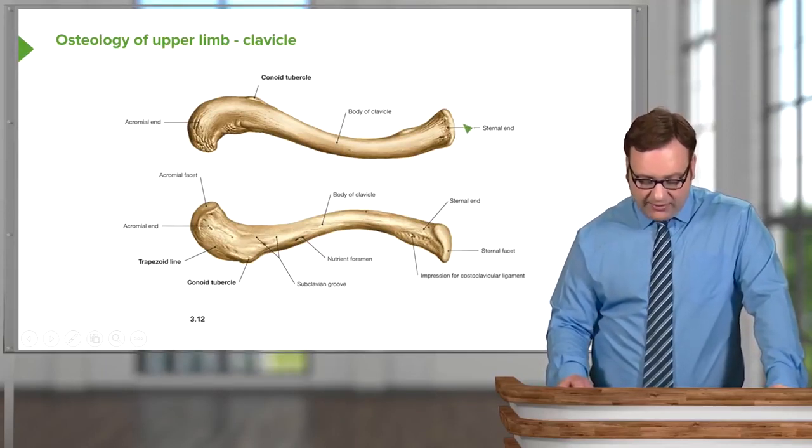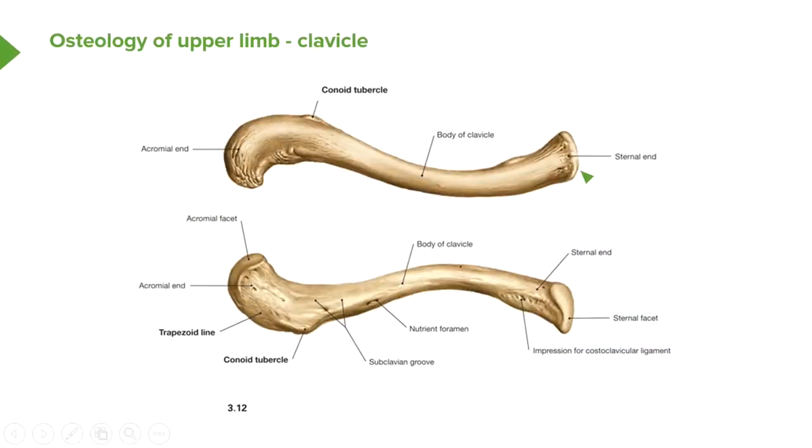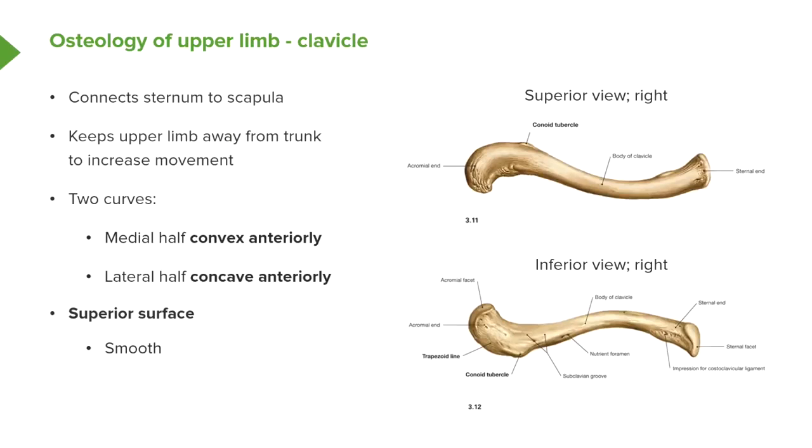We can see here we've got the sternal end, and this is what articulates with the sternum. And then we can see we've got the acromial end over here as well. And these form articulations with the acromion of the scapula. So let's look at this in a bit more detail.